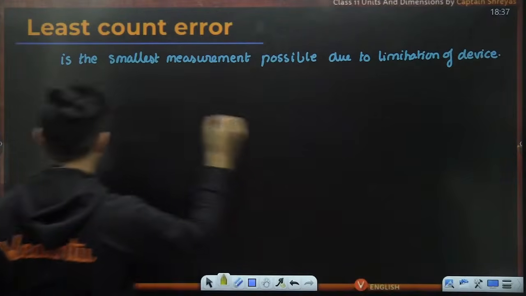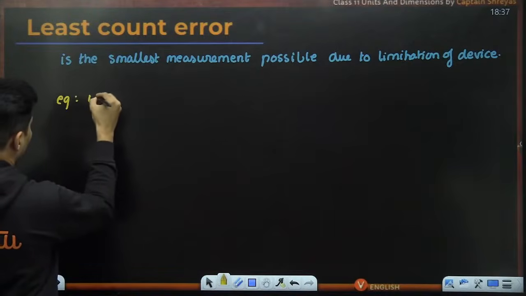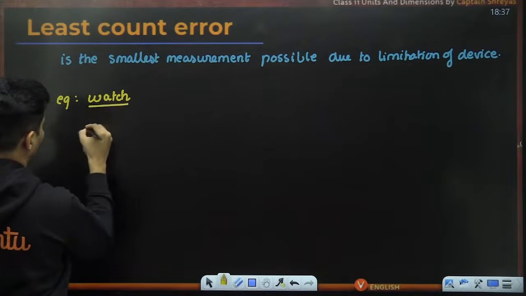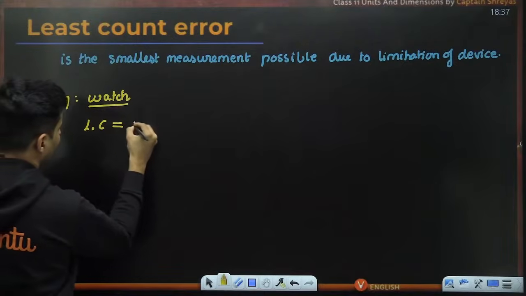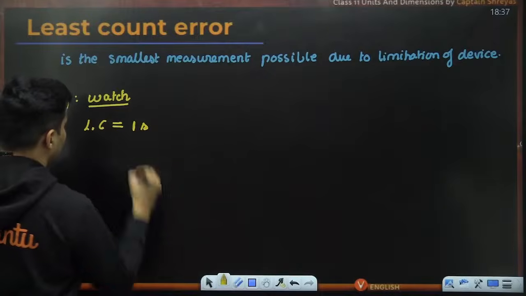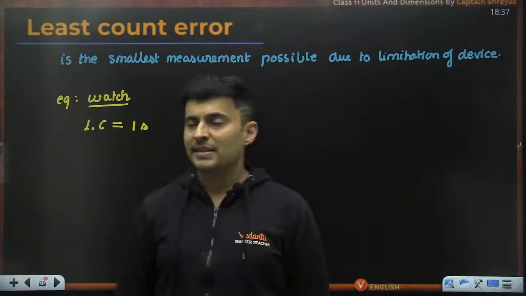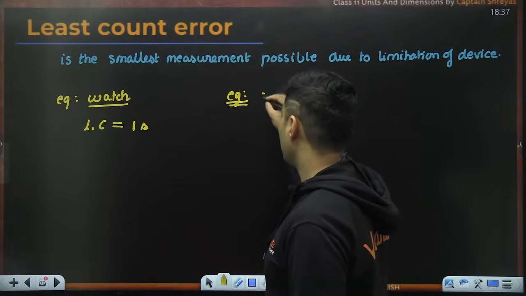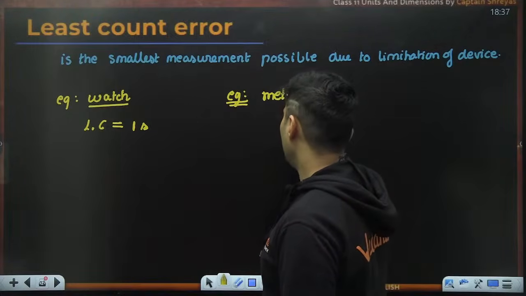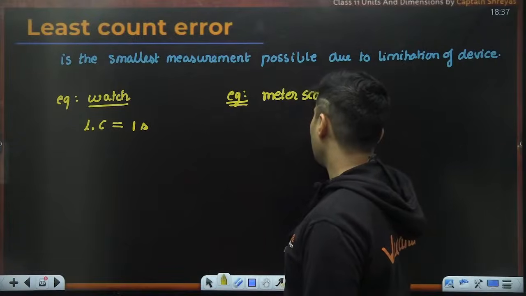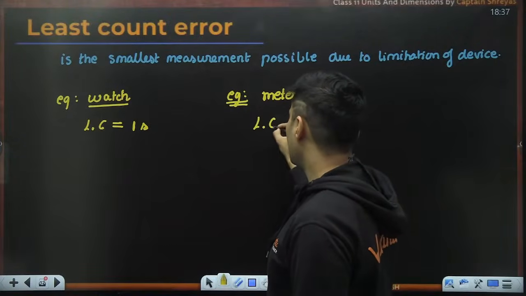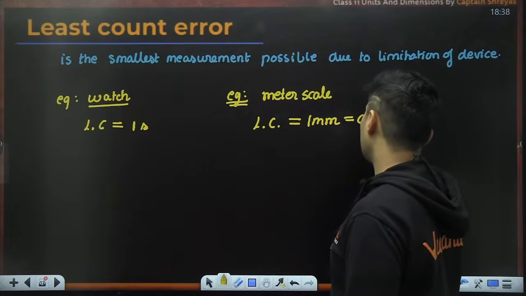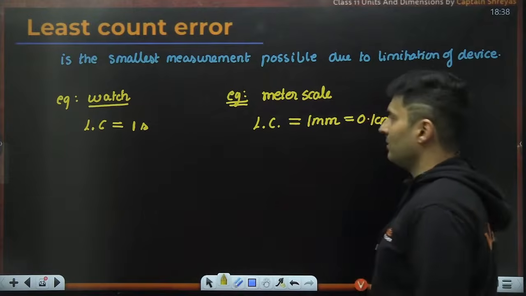Just to give you some examples, your regular watch has a least count of 1 second. You can't go less than 1 second, isn't it? Similarly, another example, your normal scale that you use, which is also called your meter scale, has a least count of a millimeter. You can't go below that, which is 0.1 centimeter.